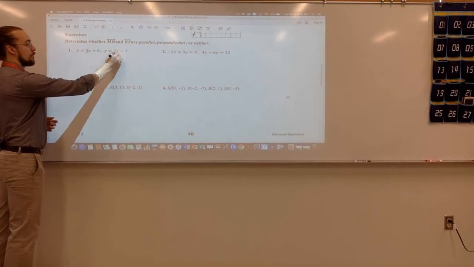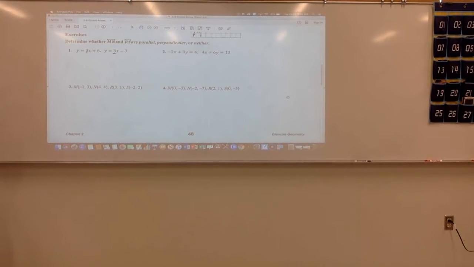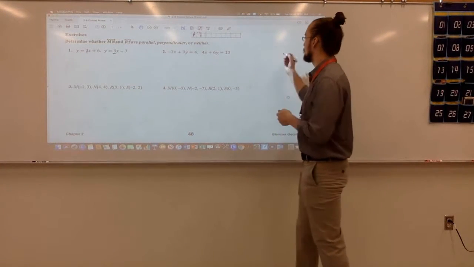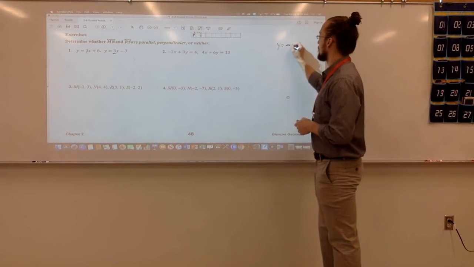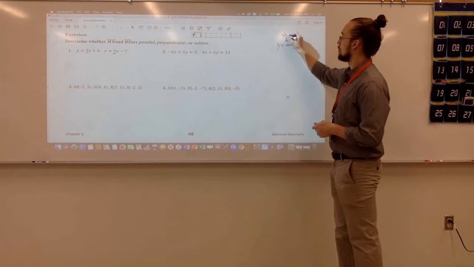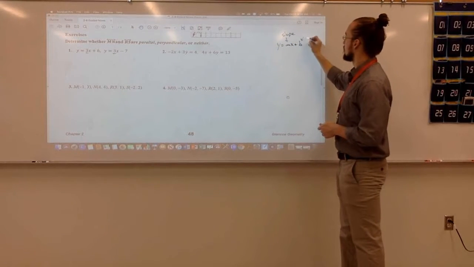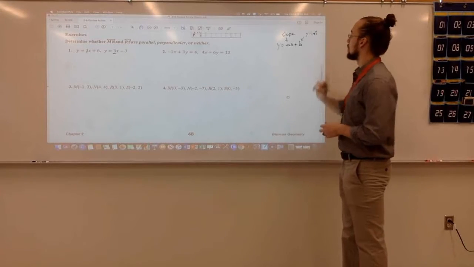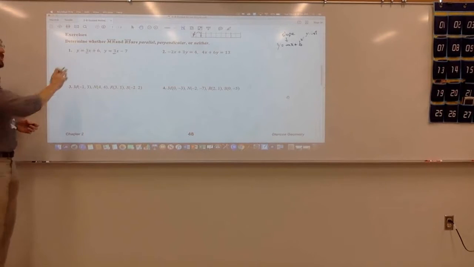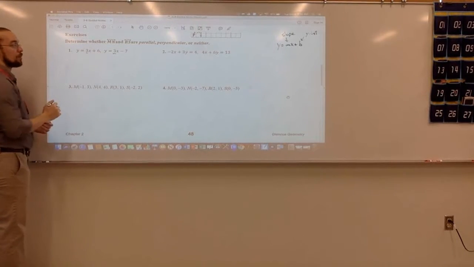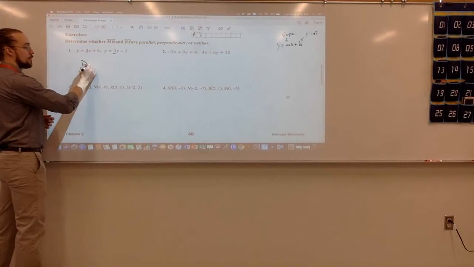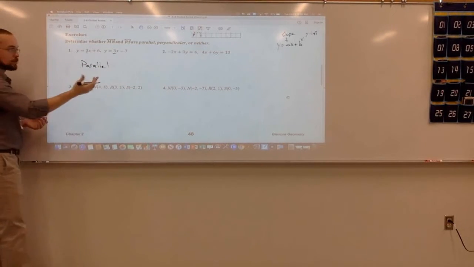3 and 3, right? Because remember, if we have a line in slope-intercept form, y equals mx plus b, m is the slope, and b is the y-intercept. So these are already in slope-intercept form, so I can see that both of these have a slope of 3. So what does that mean? They're parallel. About number 2.